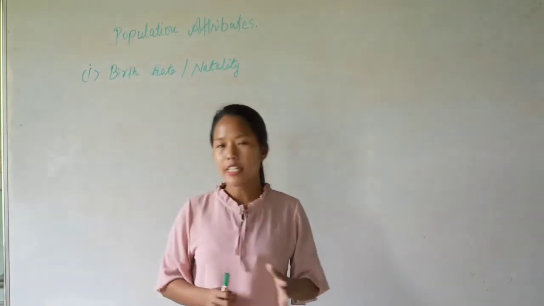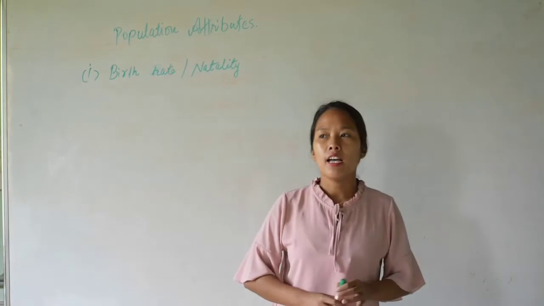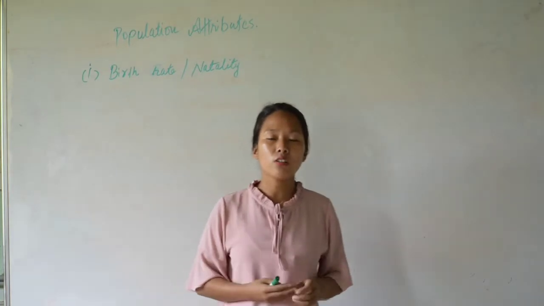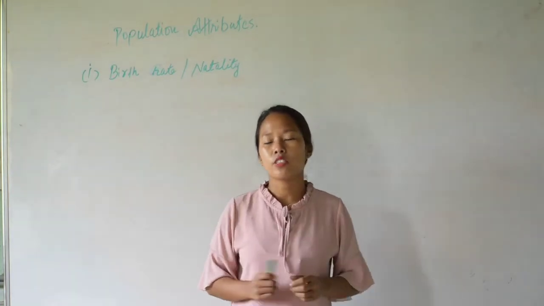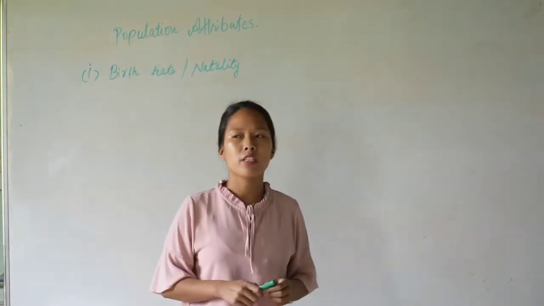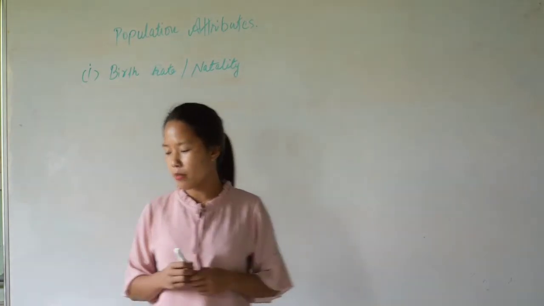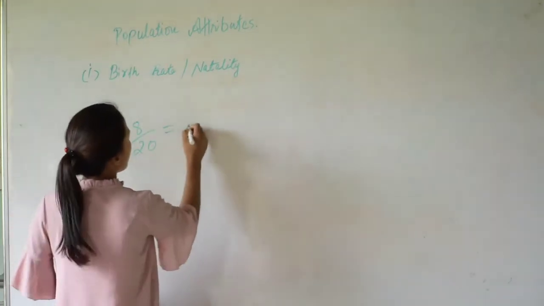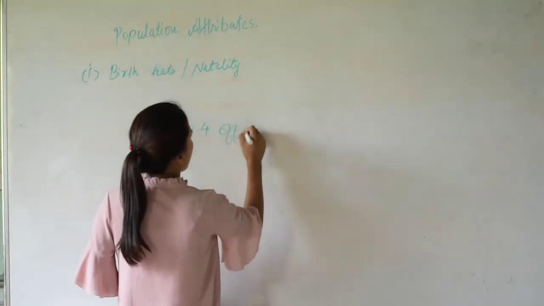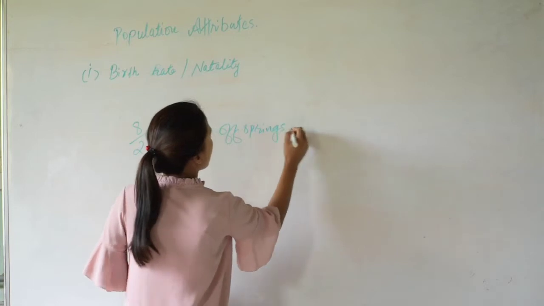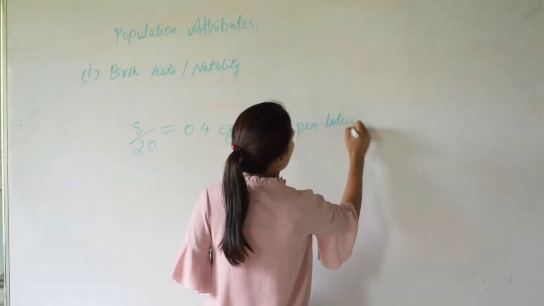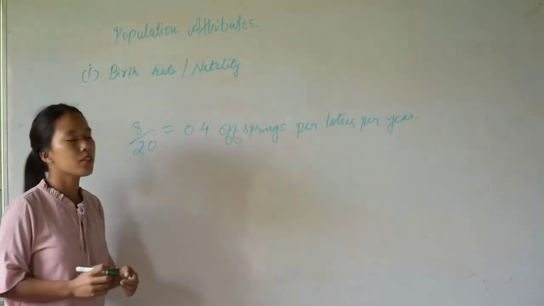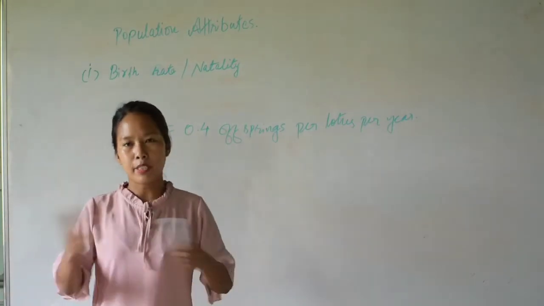Example, in a pond there were 20 lotus last year, and this year 8 new lotus have been added. So what's the total now? The total is 28 lotus plants. So in this case, how can we calculate this birth rate? We can calculate the birth rate as 8 new members divided by 20, equal to 0.4 offspring per lotus per year. So this is how we calculate the birth rate of an organism in a particular habitat.